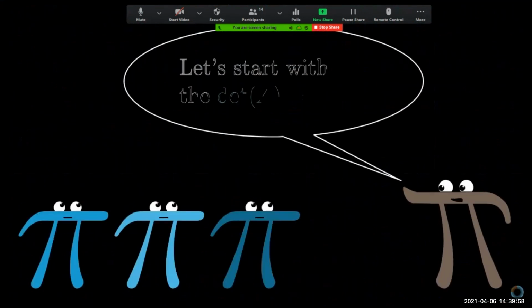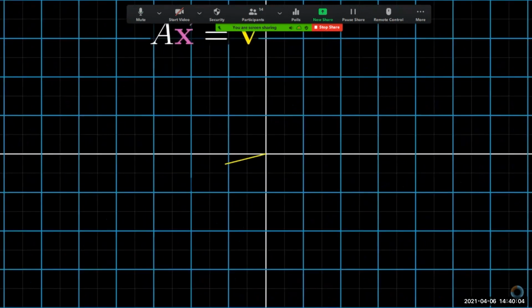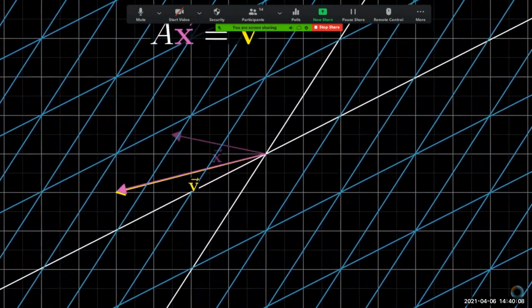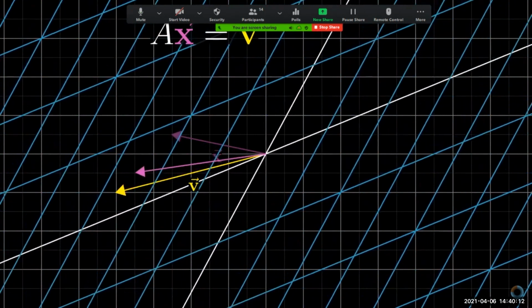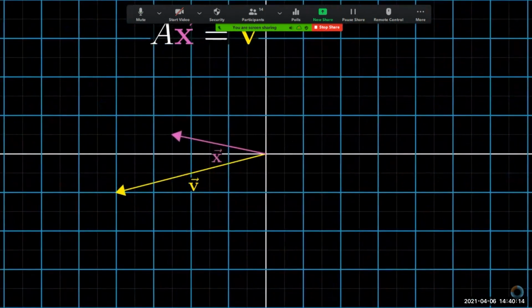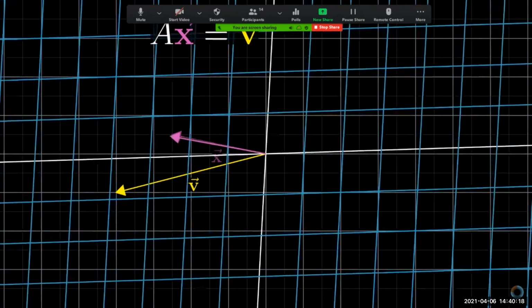Let's start with the most likely case, where the determinant is non-zero, meaning space does not get squished into a zero area region. In this case, there will always be one and only one vector that lands on V, and you can find it by playing the transformation in reverse. Following where V goes as we rewind the tape like this, you'll find the vector x such that A times x equals V.